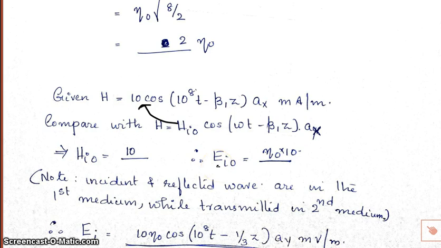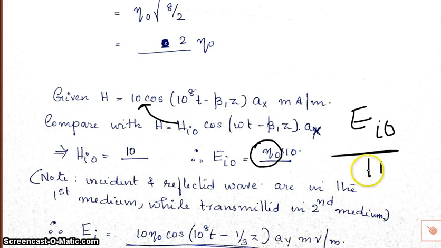You have the expression E by H is equal to eta. So from that you can find E equals eta into H. So here what is H? It is 10. And what is eta? It is eta naught. Here eta will be eta naught. This is your expression E_i0 by H_i0 is equal to eta. So which eta will you put, eta naught or eta 2?